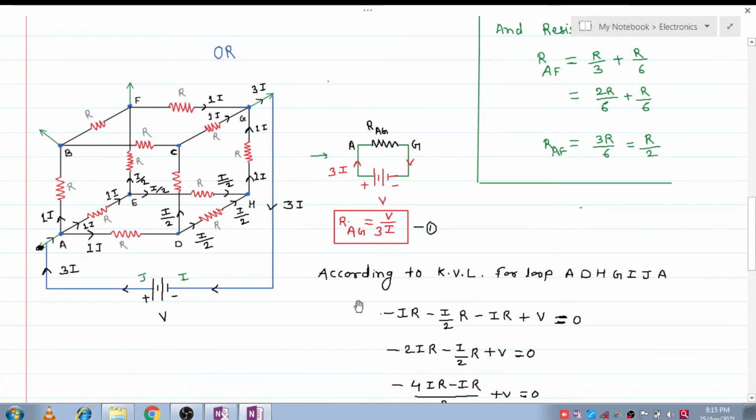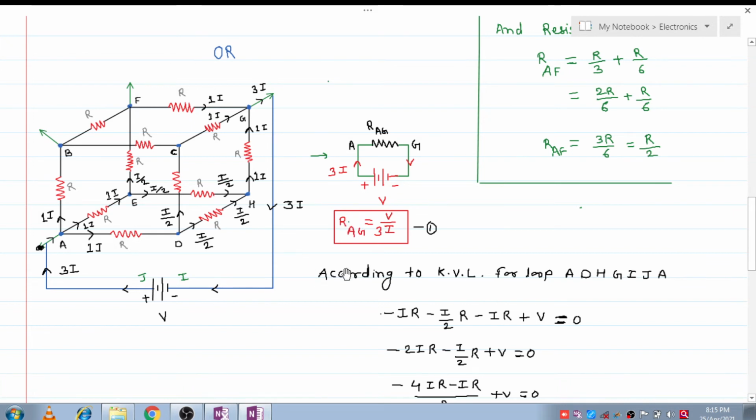So here we have considered the R_AZ. Here we have considered the voltage, and the current according to Ohm's law, V is equal to IR, and R is equal to V by I. So the current we have considered is 3I, and the voltage is V. So here this R_AZ resistance we want to find.